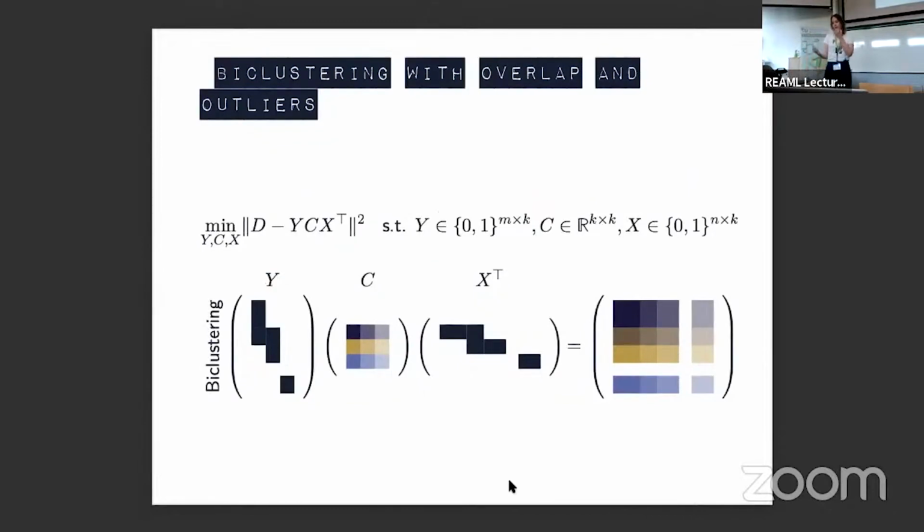And what we want is a more free modeling of clustering. So for example, we want to model overlap. Here we have, for example, overlap of user clusters. Here we have overlap of movie clusters. And here we also have some outliers. These users cannot confidently be assigned to any of the clusters.